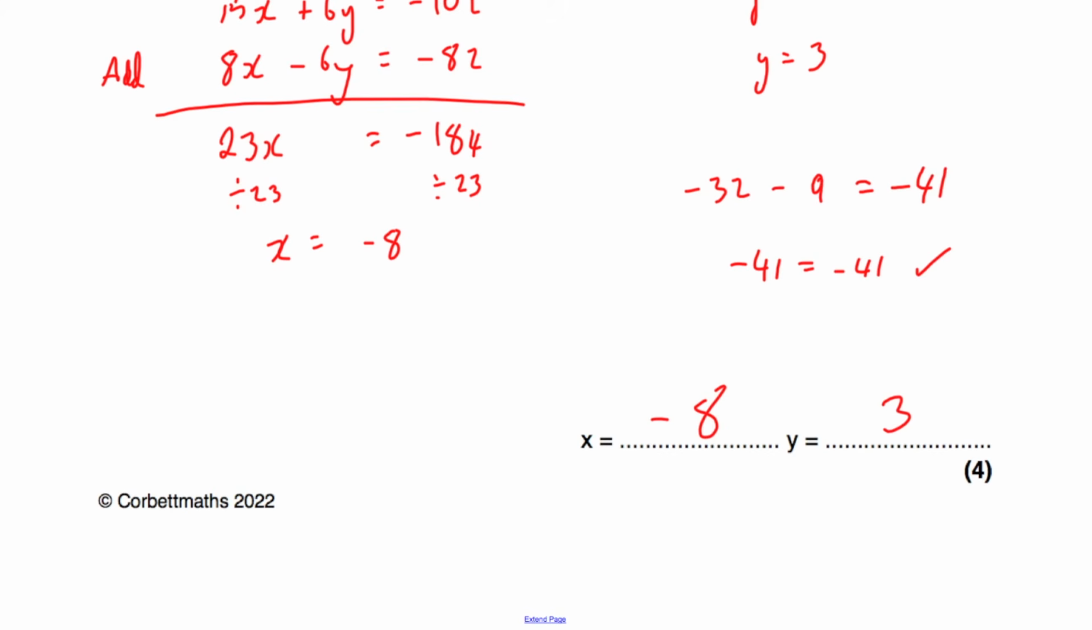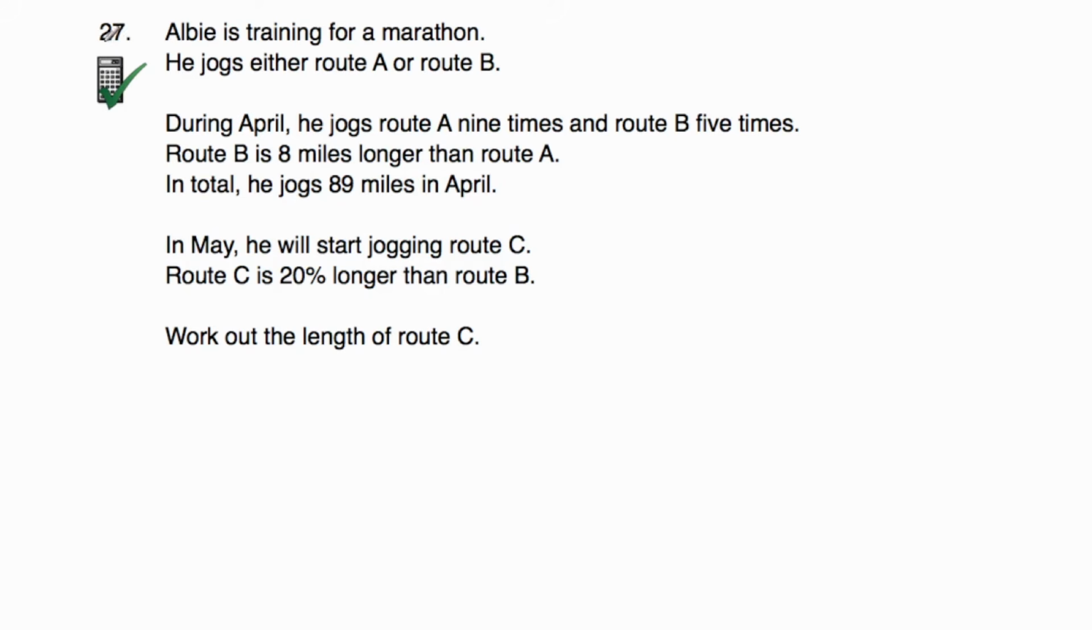Okay, let's have a look at our next question. Okay, let's have a look at question number 27. So question number 27 says, Albie is training for a marathon and he jogs either route A or route B. And during April, he jogs route A 9 times and route B 5 times. Route B is 8 miles longer than route A, and in total he jogs 89 miles in April.